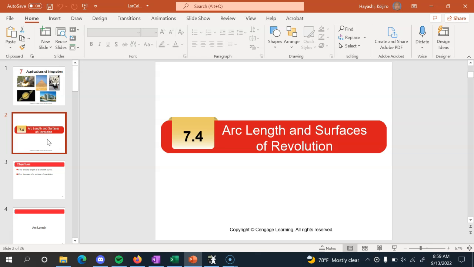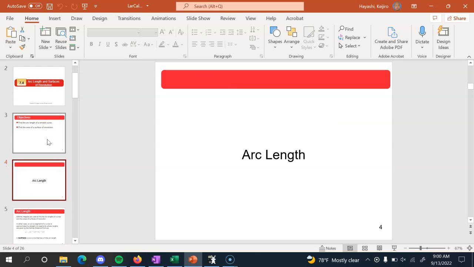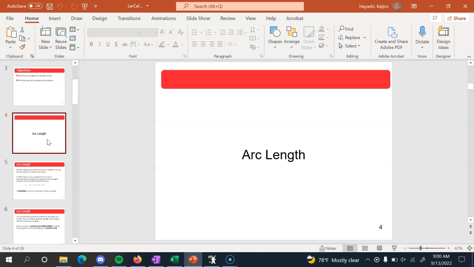So today we're going to talk about arc length and the areas of surfaces of revolution, as opposed to volumes of revolution like we have been. But that's literally all we're going to do today. Okay. So arc length.